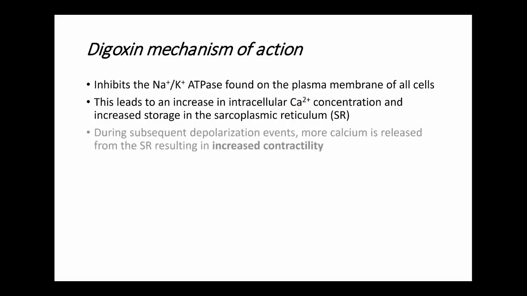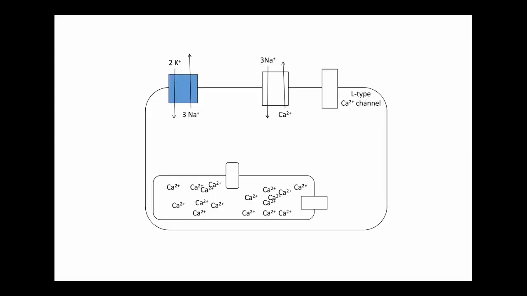And so because of this, during subsequent depolarization events, more calcium is released from the sarcoplasmic reticulum, leading to increased contractility. So digoxin has a fairly complicated mechanism of action, so it's nice to look at how it's working in sort of a schematic fashion. What I have shown here is a cardiomyocyte. Inside this cardiomyocyte is the sarcoplasmic reticulum, where calcium is stored.